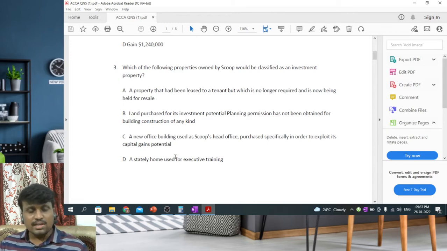Then a new office building held by the scoop, purchased specifically in order to exploit its capital gain potential. So it is covered under what? PPE, property, plant and equipment. Even appreciation of the capital is covered under PPE. So the answer is B.